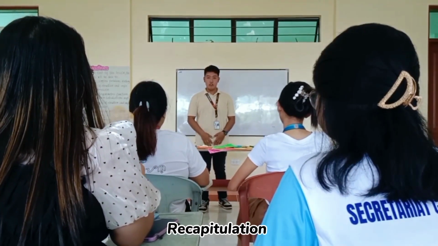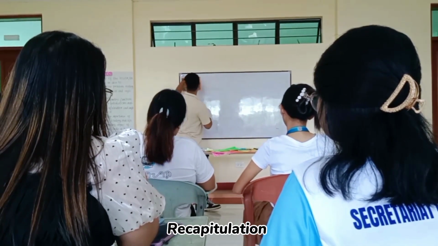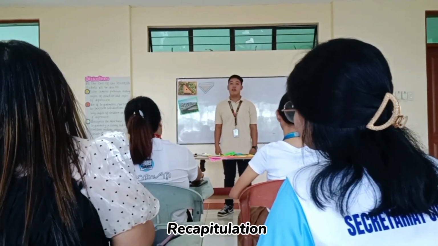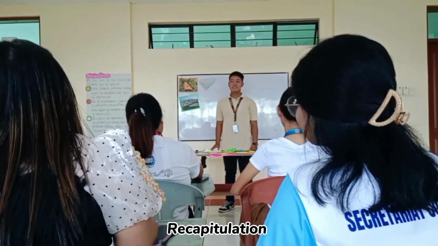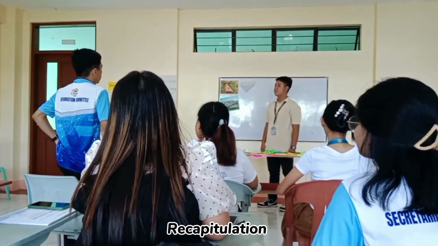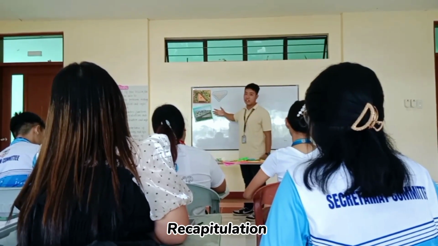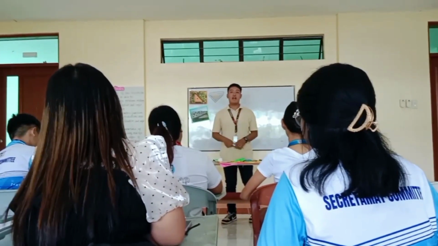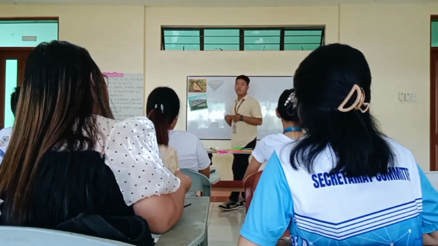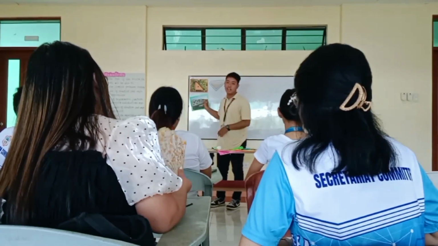Now let's have a brief review of our topic last meeting. I have here the pictures. First, what do you think is in the picture? Anyone? Steve? Shape of a triangle. Very good. Our topic last meeting is all about triangles. So this morning our topic is all about the angle of elevation and angle of depression. Your angle of elevation and angle of depression is connected to a right triangle.